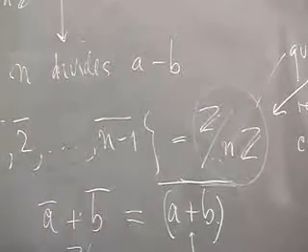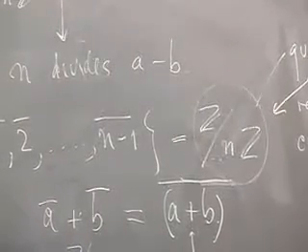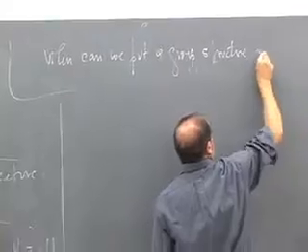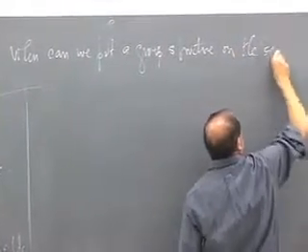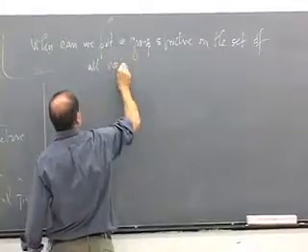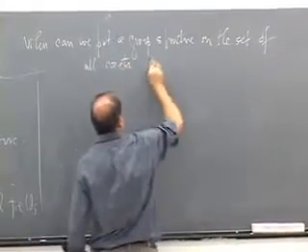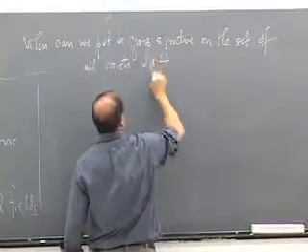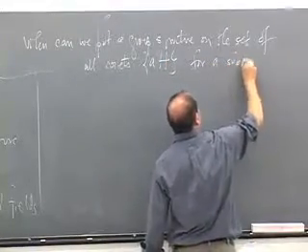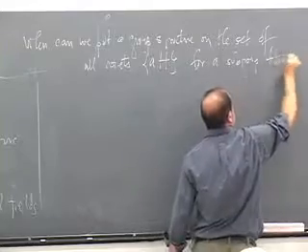When can we put a group structure on the set of all cosets aH for a subgroup H in G?